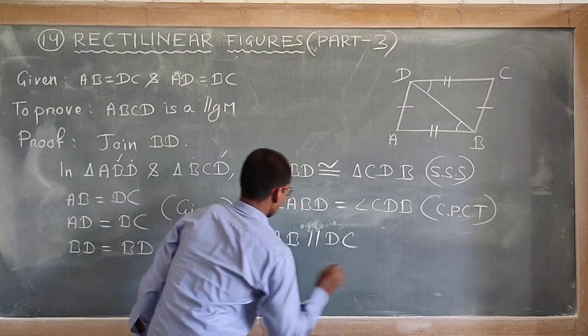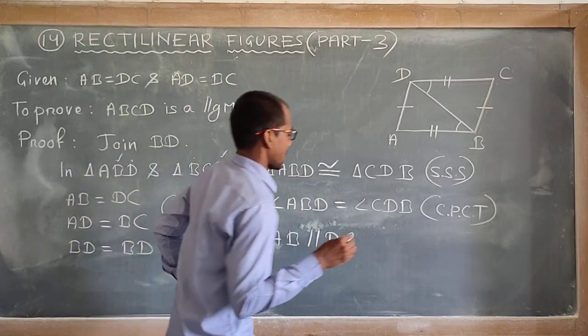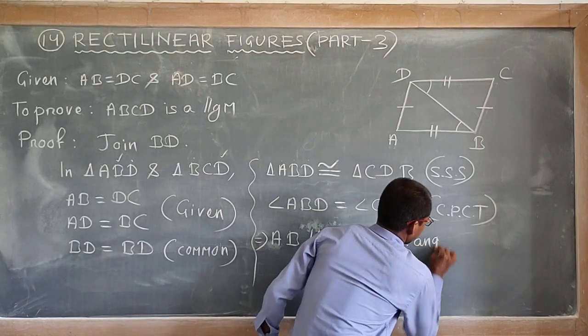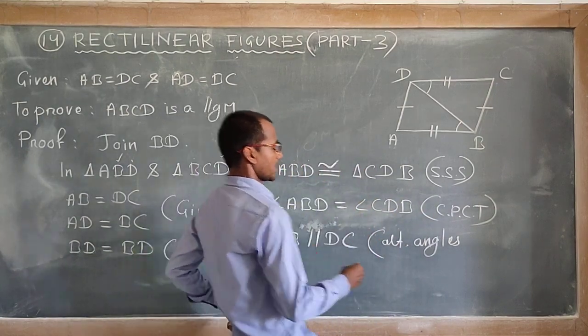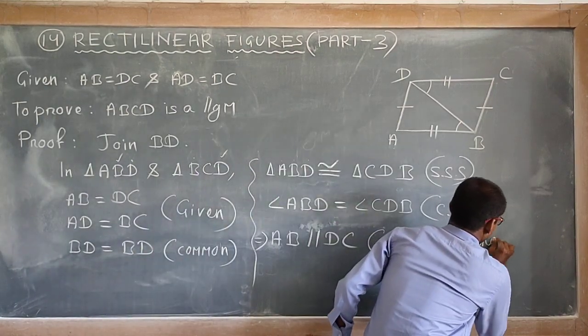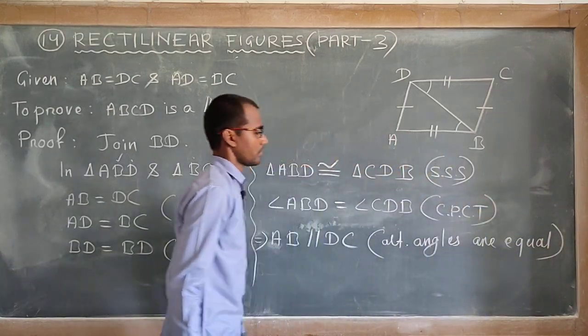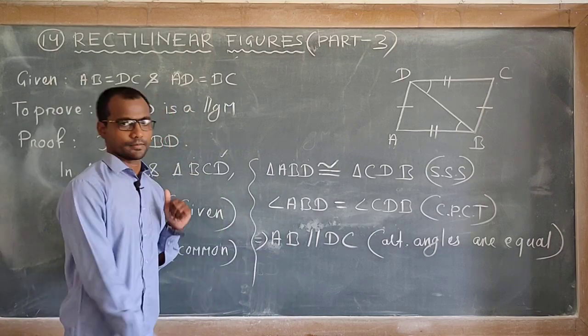AB must be parallel to DC. How? Because these two alternate angles are equal. When alternate angles are equal, the lines are parallel. So AB is parallel to DC.